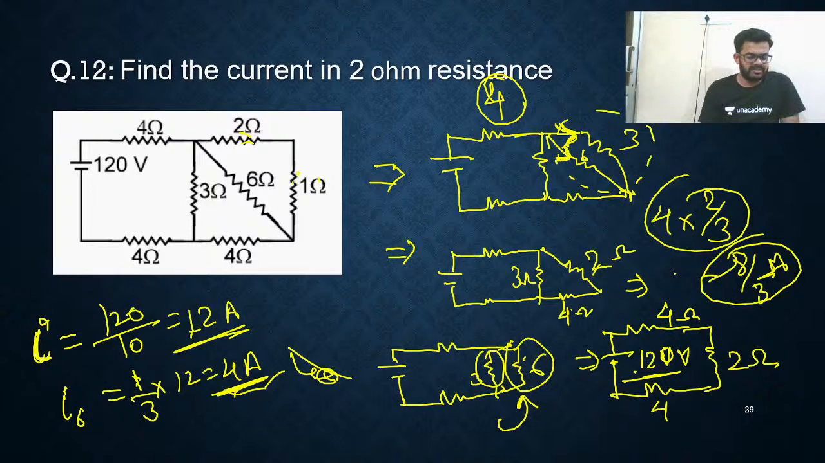Yes, my dear. 6 by 9 into 4, that is 8 by 3 ampere. That only I did. 6 by 9, I have written 2 by 3. If you got it, please give thumbs up. If you did not get it, I'll explain again.